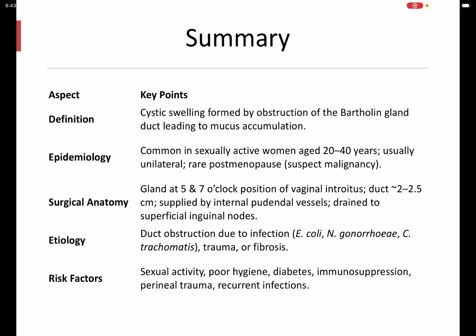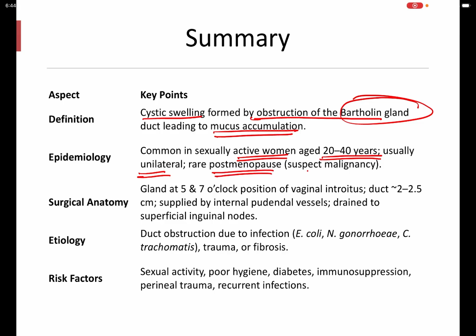So to summarize, it is a cystic swelling formed by the obstruction of Bartholin gland duct leading to mucus accumulation, and it is common in sexually active women in the age group of 20 to 40 years, which is usually unilateral but very rare postmenopausal, and if it is there, we have to suspect malignancy first of the vulval carcinoma. So the gland is situated at 5 and 7 o'clock position of vaginal introitus, and the duct is 2 to 2.5 centimeter in length, supplied by internal pudendal vessels and drained to inguinal nodes.